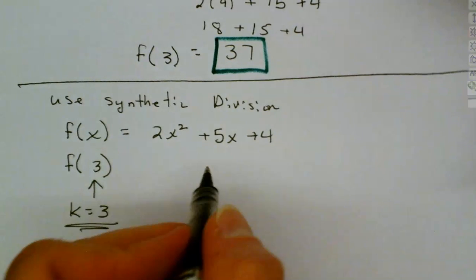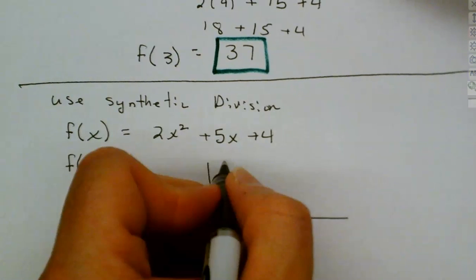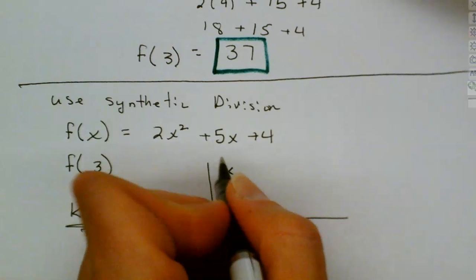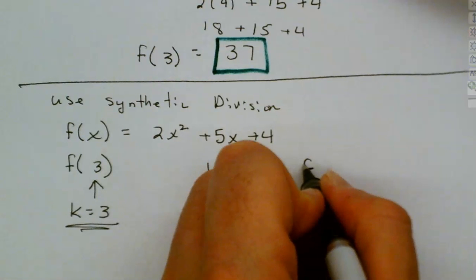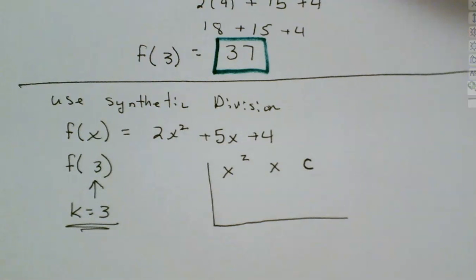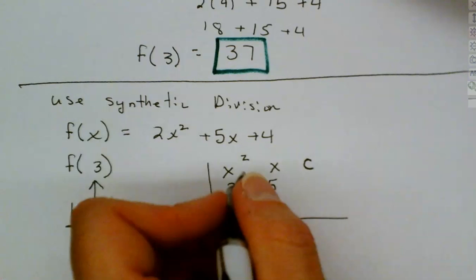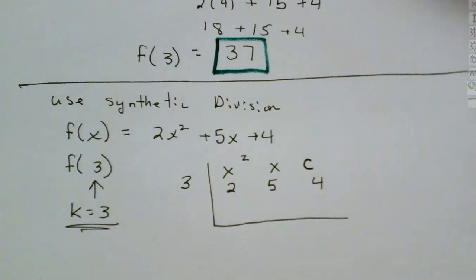How does synthetic division work? Well, we make our diagram here. And what's our highest power? It's x squared. So we need to make sure all the terms are represented. So we've got x squared, x, and then I use the c to represent the constant. And that constant's the 4. So what are our values here? We've got a 2, a 5 for the x, and a 4. And we put our 3 out in front.